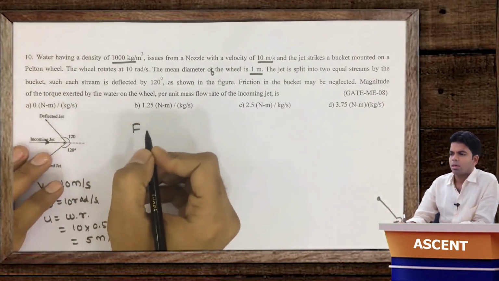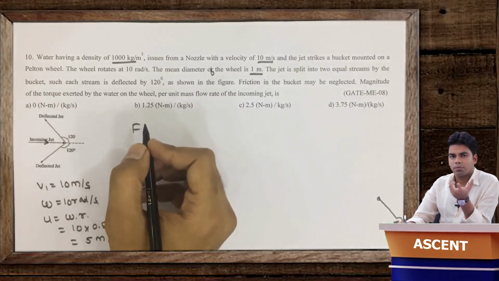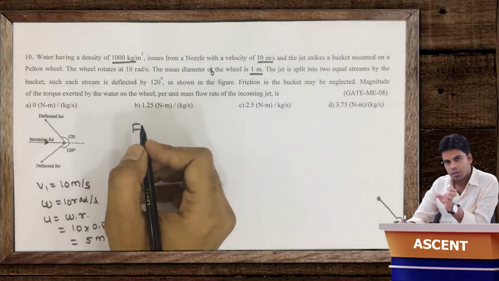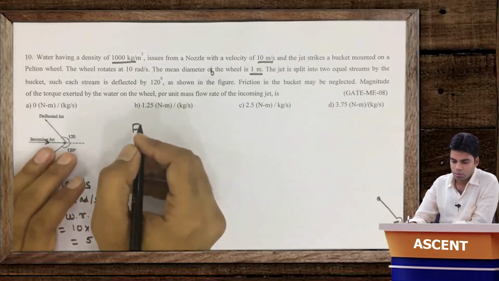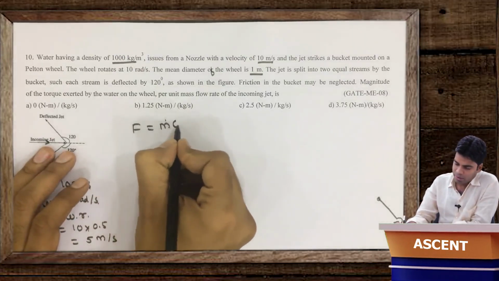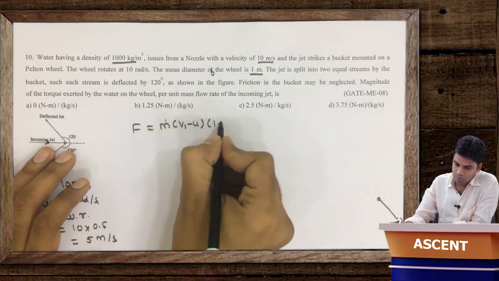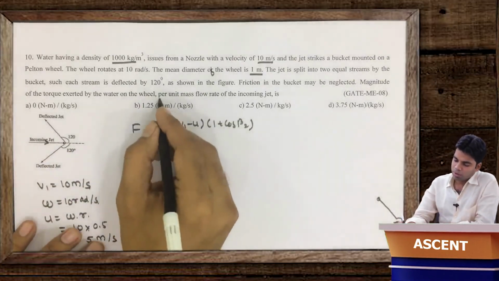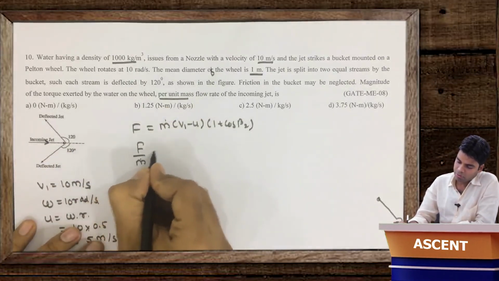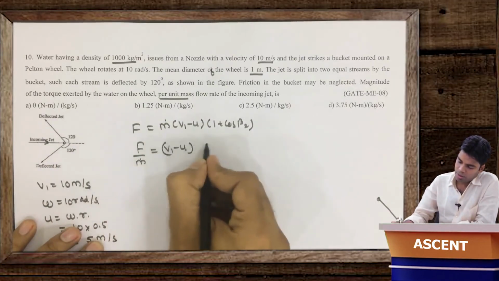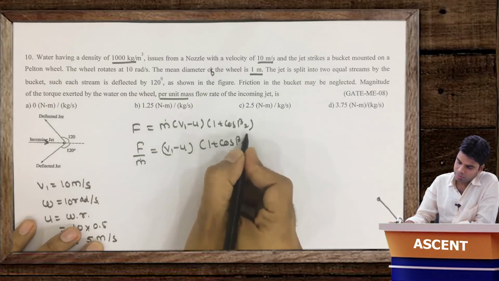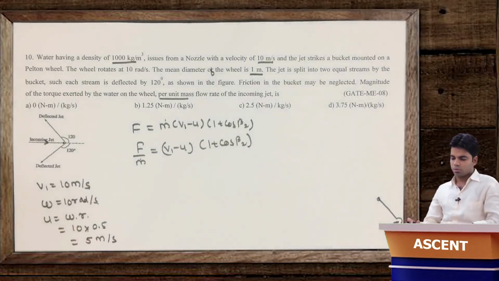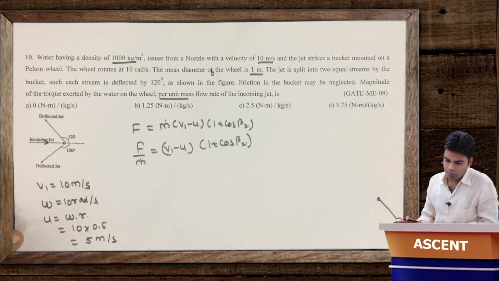Same thing, in order to determine the work done, we have derived the work done, and that work done was equal to F into U. Okay, so from that work done formula, if you remember that work done formula, and if you remove U from there, you will get what? Force, and that force will be equal to M into V1 minus U into 1 plus cos beta 2. Getting this? Now for per unit mass flow rate, this will be F by M. For per unit mass flow rate, this will be V1 minus U into 1 plus cos of beta 2. Getting this or not? Okay, now this question is very simple now. Now what is the value of beta 2 now?